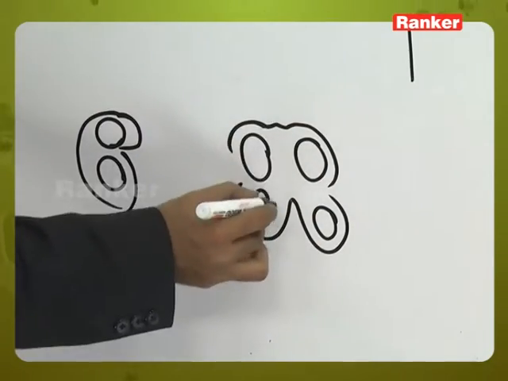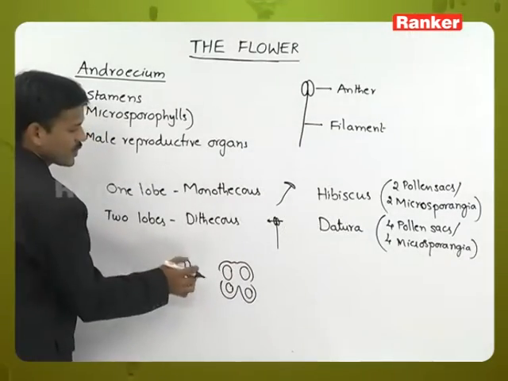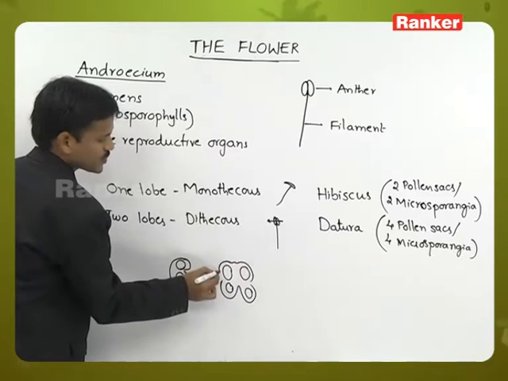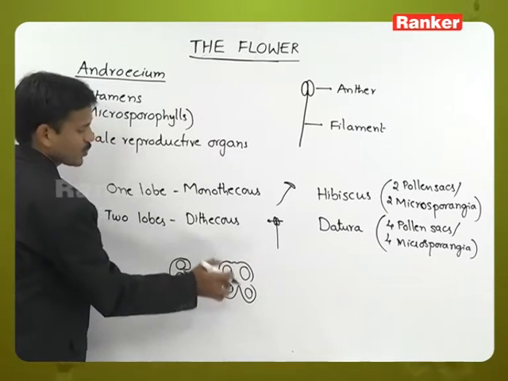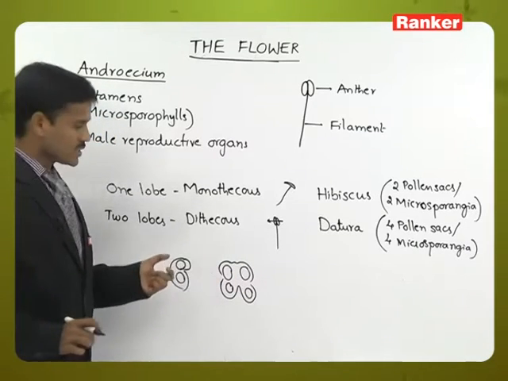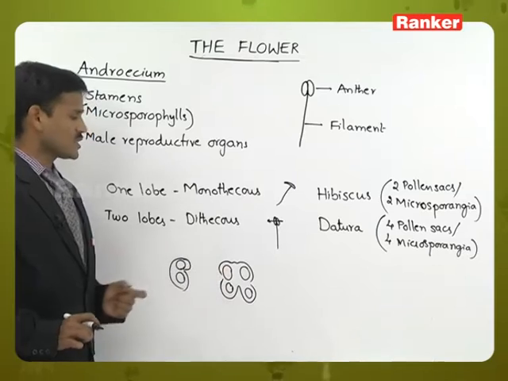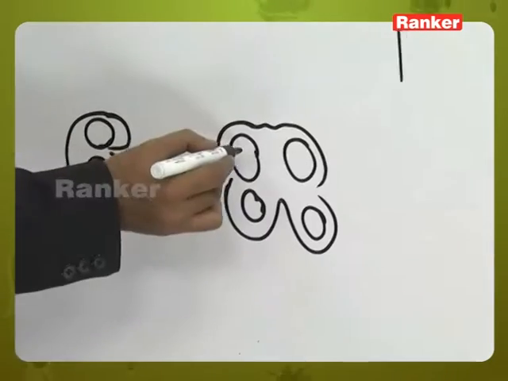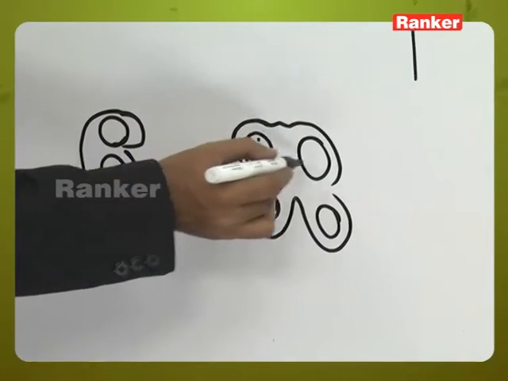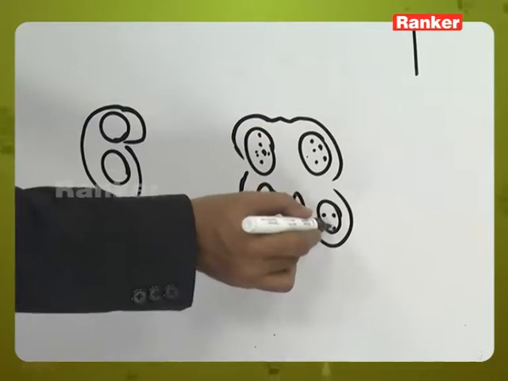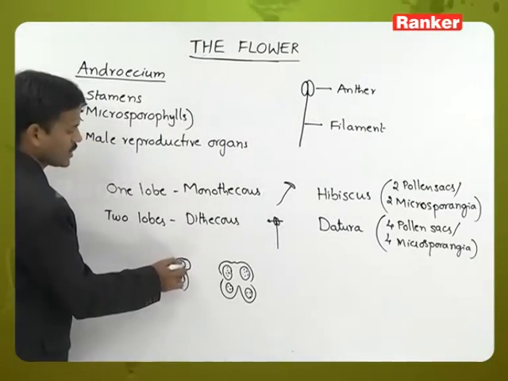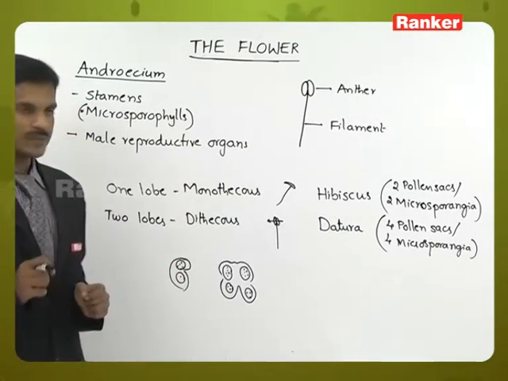Here it is one lobe, and it is also one lobe. So, two lobes are present. In each lobe, two pollen sacs or two pollen chambers or two microsporangia are present. So, in these pollen sacs, the pollen grains are produced. Pollen grains are produced within the pollen sac.